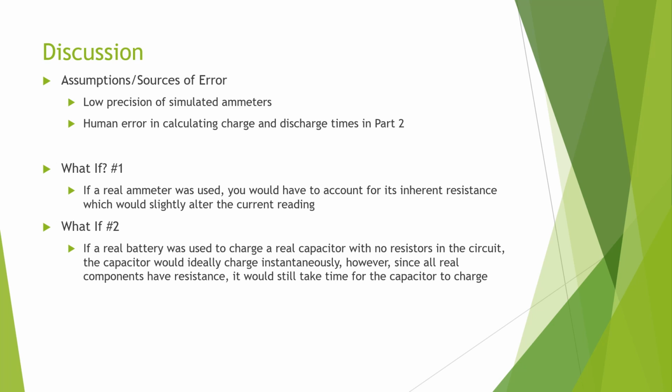For the first what-if question, if a real ammeter was used, you would have to account for its inherent resistance, which would slightly alter the current reading. For the second question, if a real battery was used to charge a real capacitor with no resistors in the circuit, the capacitor would ideally charge instantaneously. However, since all real components have resistance, it would still take time for the capacitor to charge.